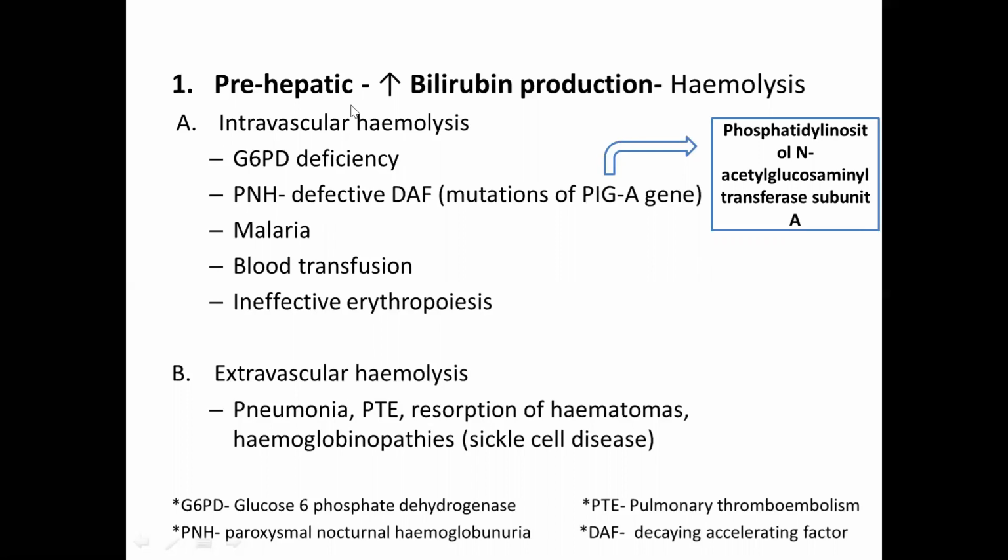So as we all know, if there is a deposition of bilirubin, it may be because of its increased production, or it may be because of its decreased transport or excretion. So here in the pre-hepatic phase, what is happening? There is an increased bilirubin production.